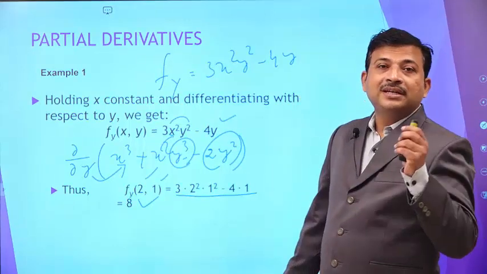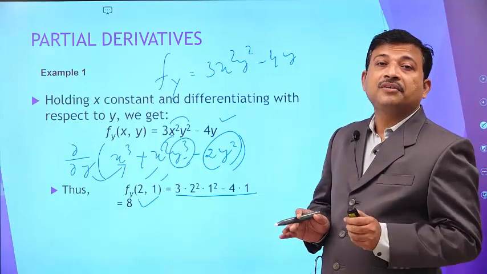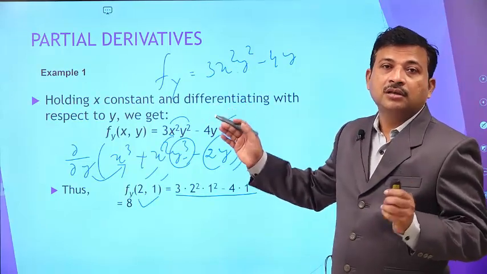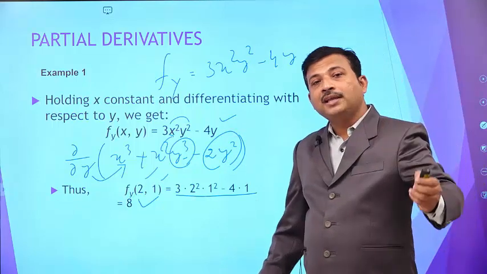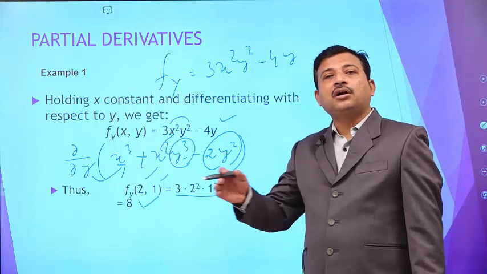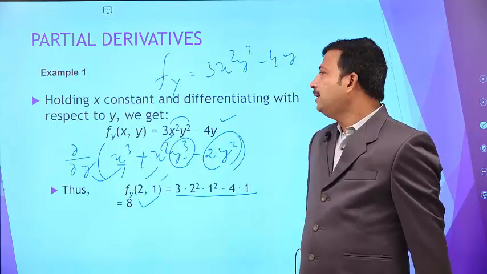So if you are differentiating, what did you conclude? If you are differentiating with respect to x, treat the remaining variable as a constant. If you are differentiating with respect to y, except y, treat the remaining variable as a constant and do the ordinary derivative. Simple. Right? Okay.